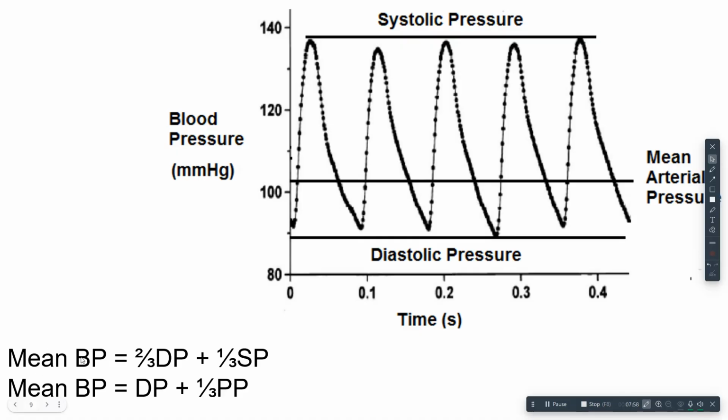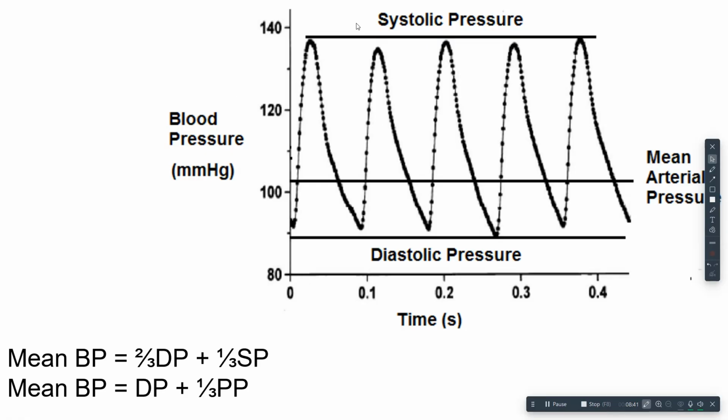Mean blood pressure is a weighted average. What we do is we take 2/3 of the diastolic blood pressure and add 1/3 of the systolic blood pressure. So you can tell from this equation that the diastolic pressure is weighted more heavily because you spend more time in diastole. Now, an alternative equation you can use, which will give you the same answer, is mean blood pressure equals diastolic plus 1/3 of pulse pressure.